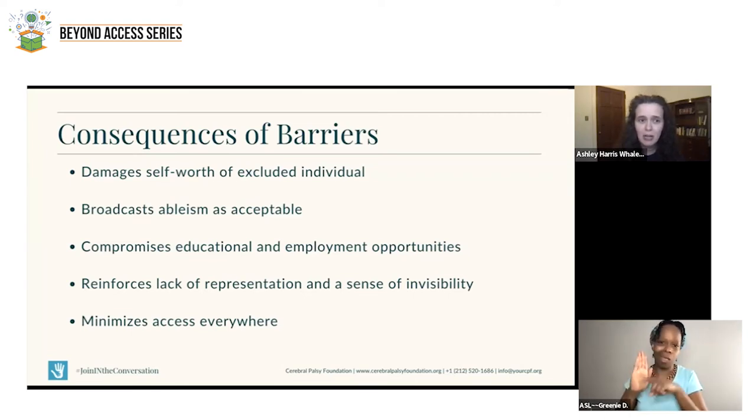They damage our self-worth. We kind of talked about that just a second ago with internalized ableism. They reinforce the incorrect notion that ableism is acceptable. Compromises our education opportunities, our employment opportunities. It reinforces our lack of representation and our status as invisibles in society. And it minimizes our access everywhere.